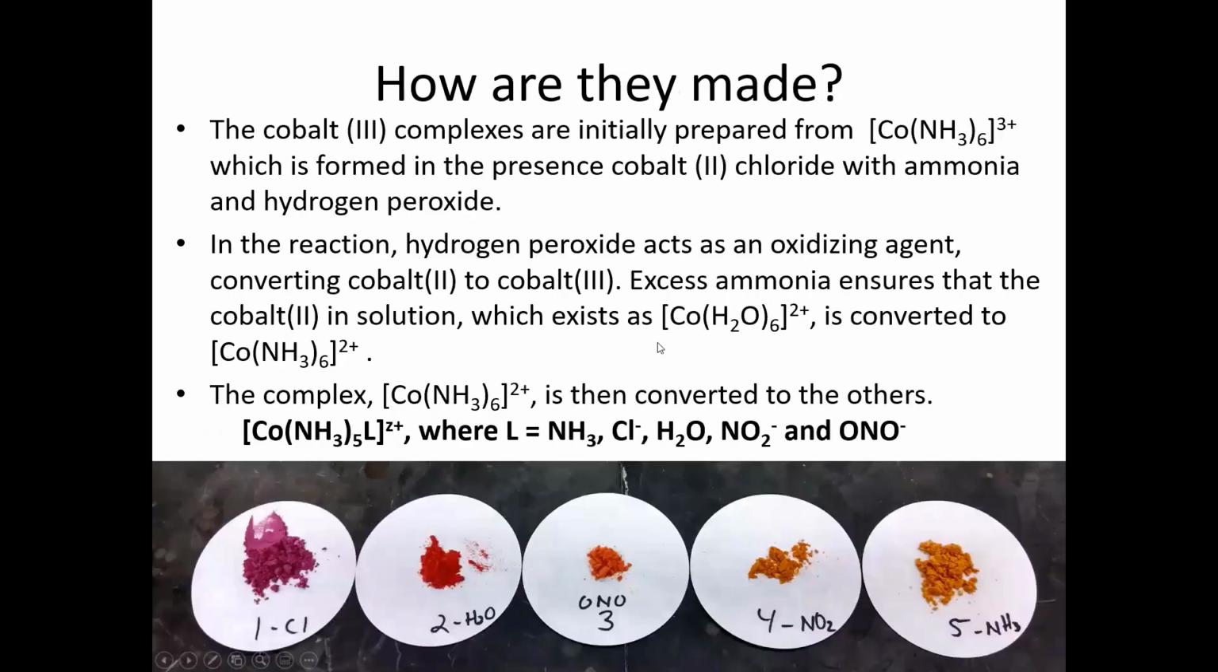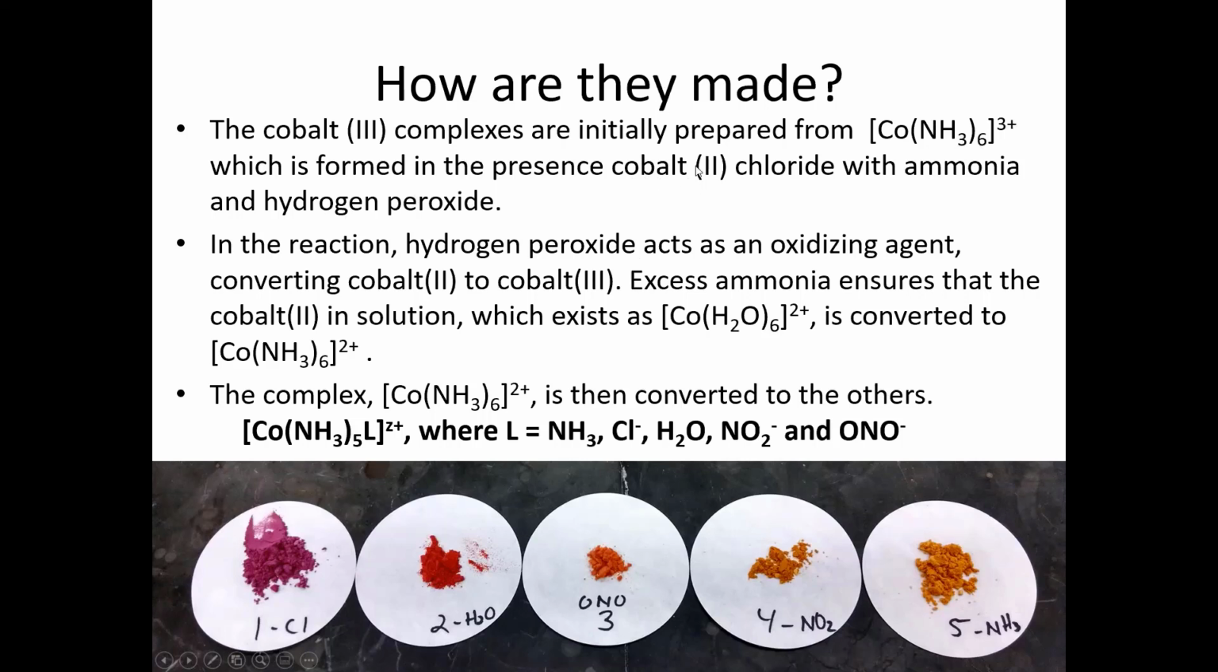So how are these compounds made? The detailed procedure of making these compounds is in the experiment procedure on Canvas. Basically, all these different complexes are initially prepared from the cobalt ammonia 6 3+ ion, which is formed in the presence of cobalt-2 chloride with ammonia and hydrogen peroxide.